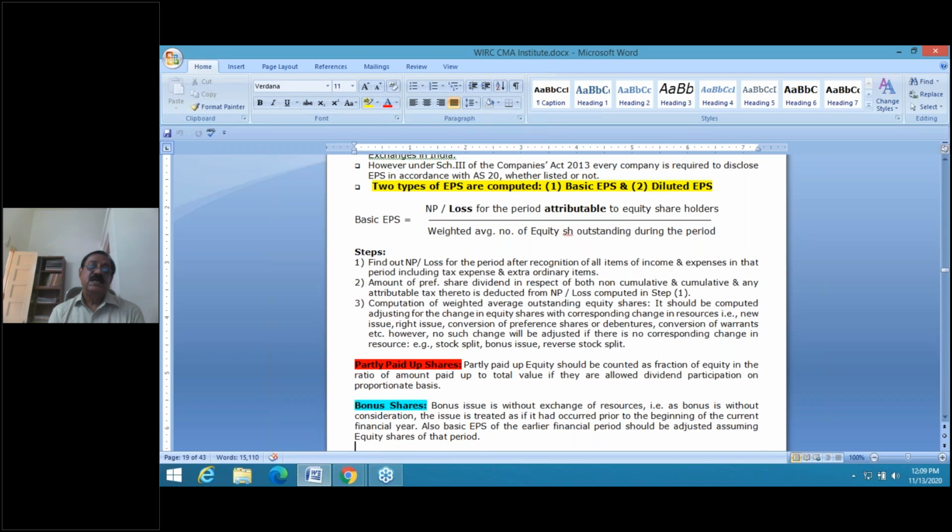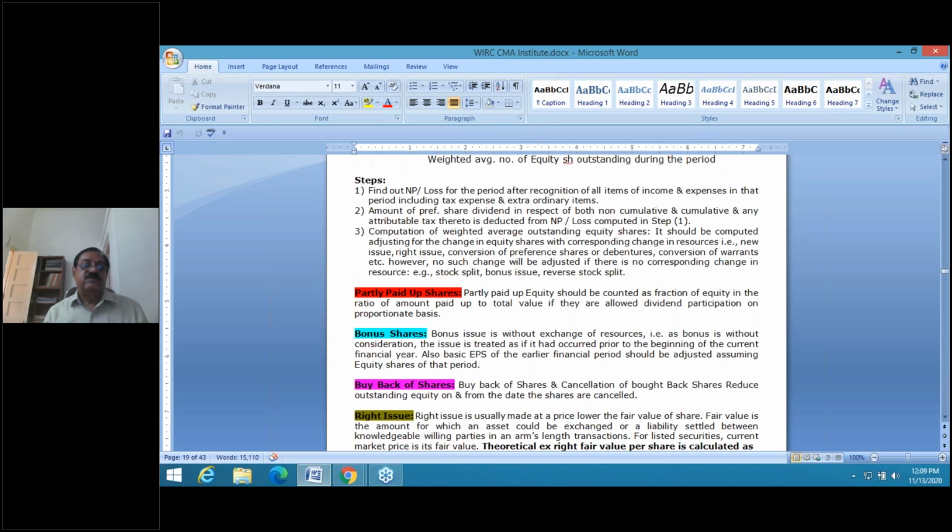So the formula is net profit or net loss for the period attributable to equity shareholders. So you have to find out the net profit or loss which is attributable to equity shareholders. That definition we are also seeing. Weighted average number of equity shares outstanding during the year will come in your denominator. Okay, so steps.